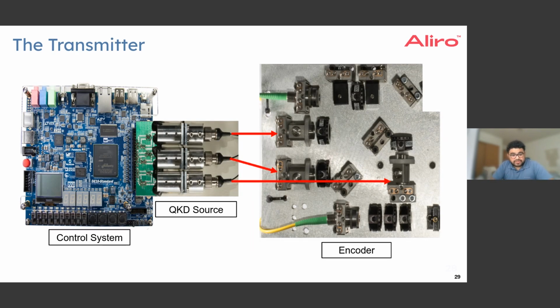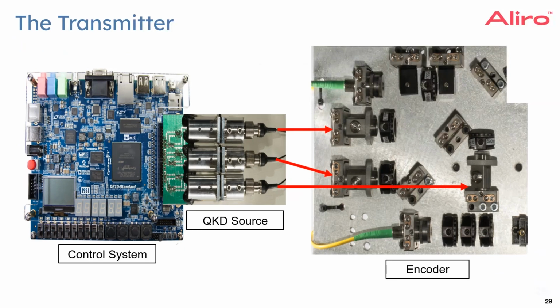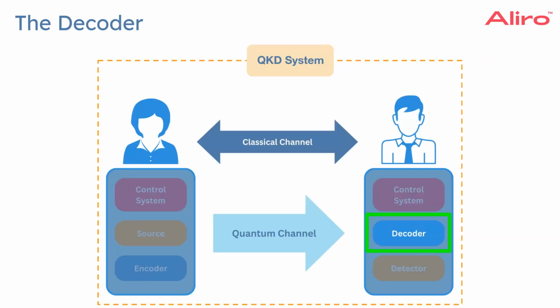So that's everything that covers all of the components that make up Alice's setup. The control system, which I mentioned before, is the FPGA, the QKD source, which are resonant cavity LEDs, and the encoder, which is made up of half-inch free space optics. And I talked about how we actually integrate this system. So that's Alice done. Now we can talk about what Bob does.